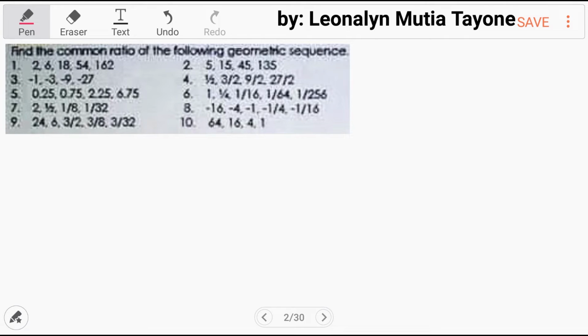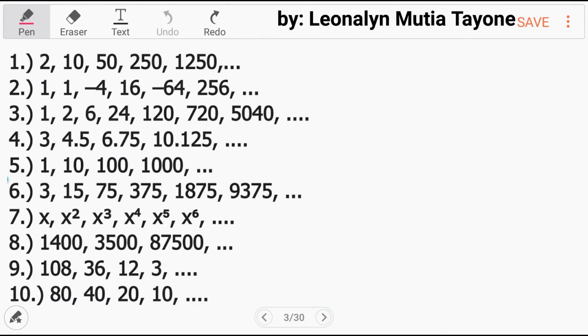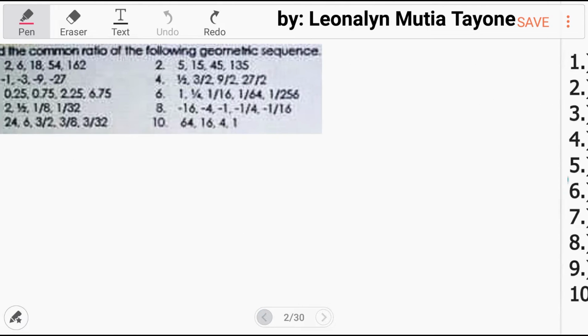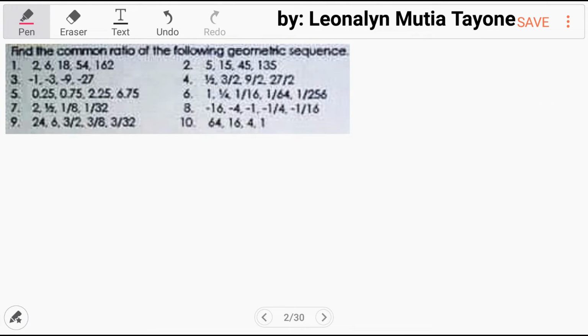In this video, you are going to learn about geometric sequence, how to identify which one is geometric sequence, and how to find the common ratio. First, how to find the common ratio. Before we answer this 10 items, hanapin natin yung common ratio.